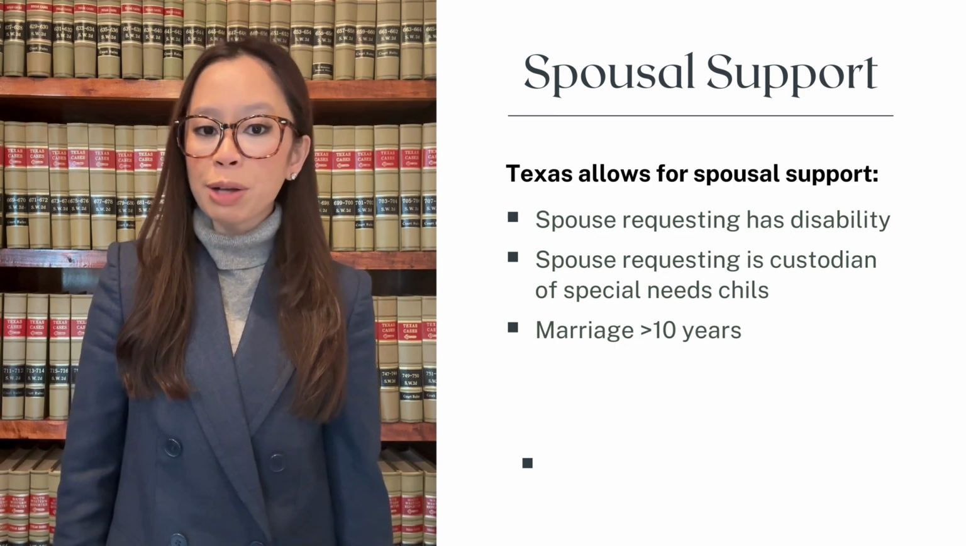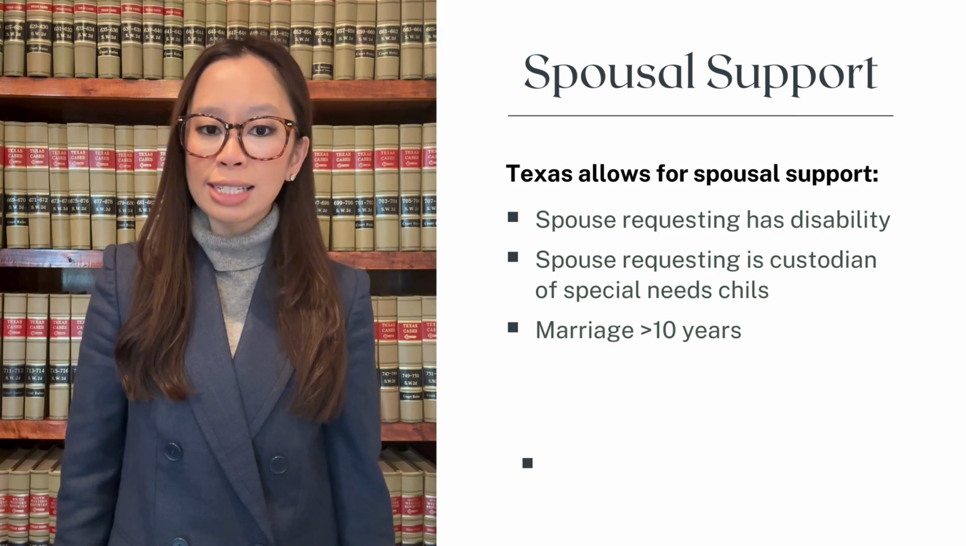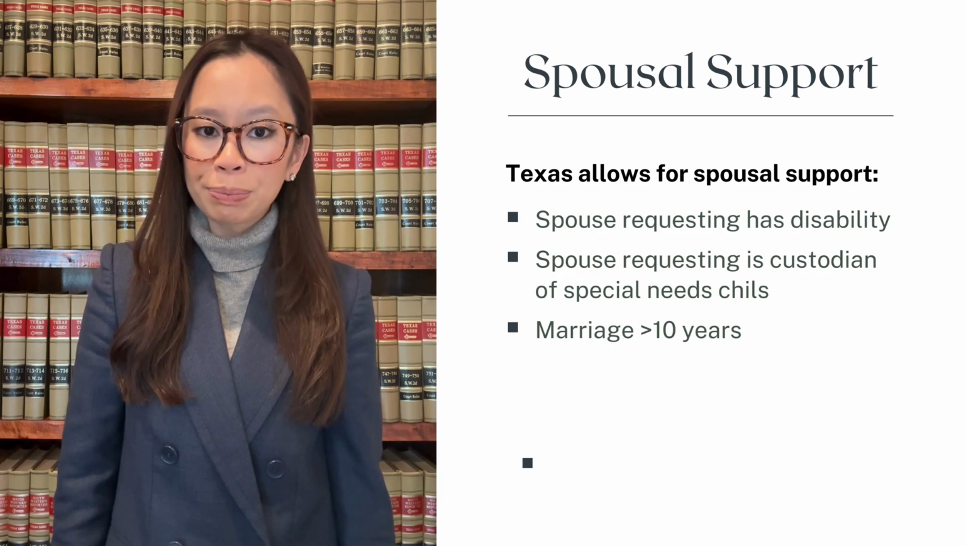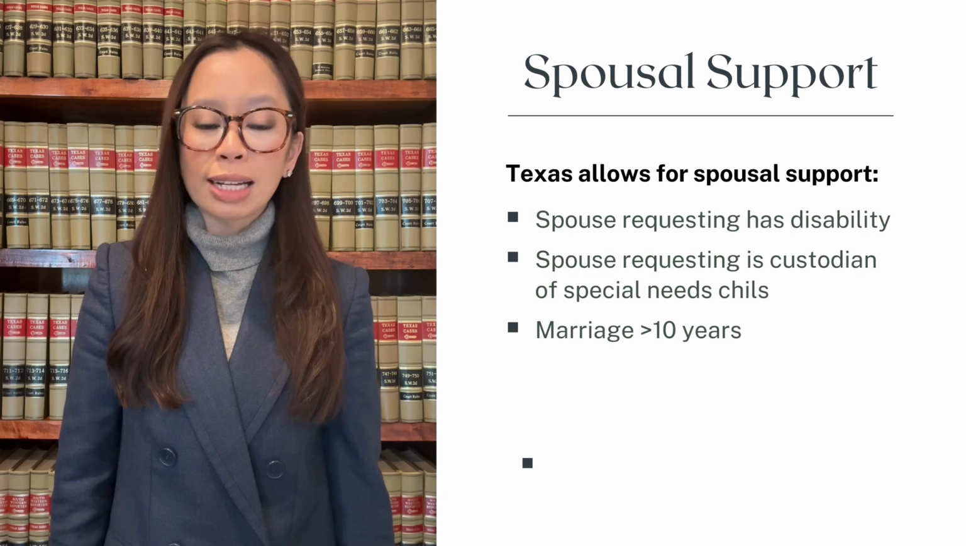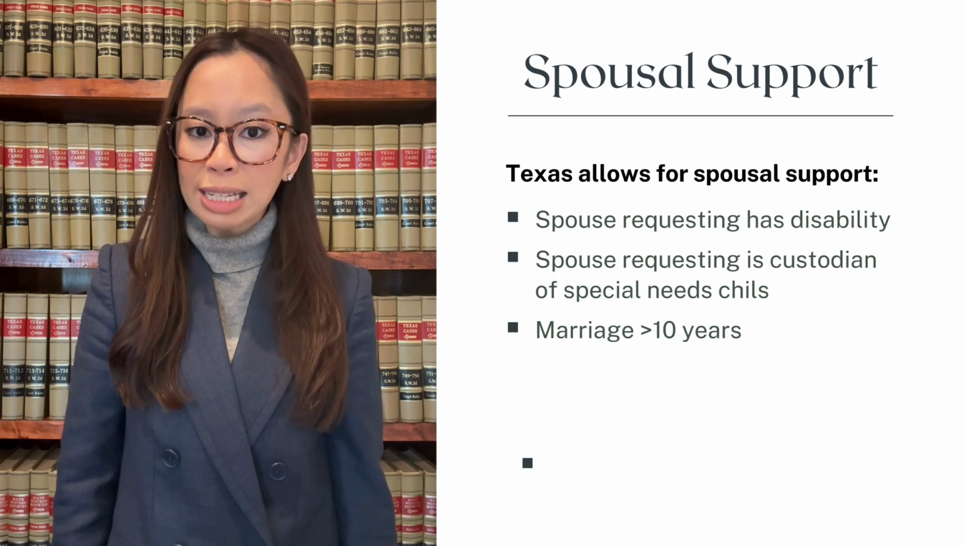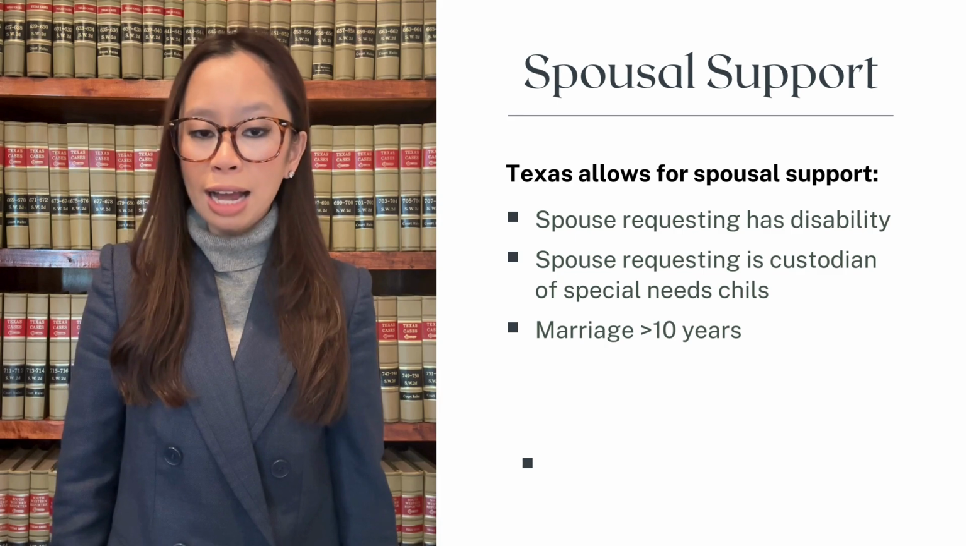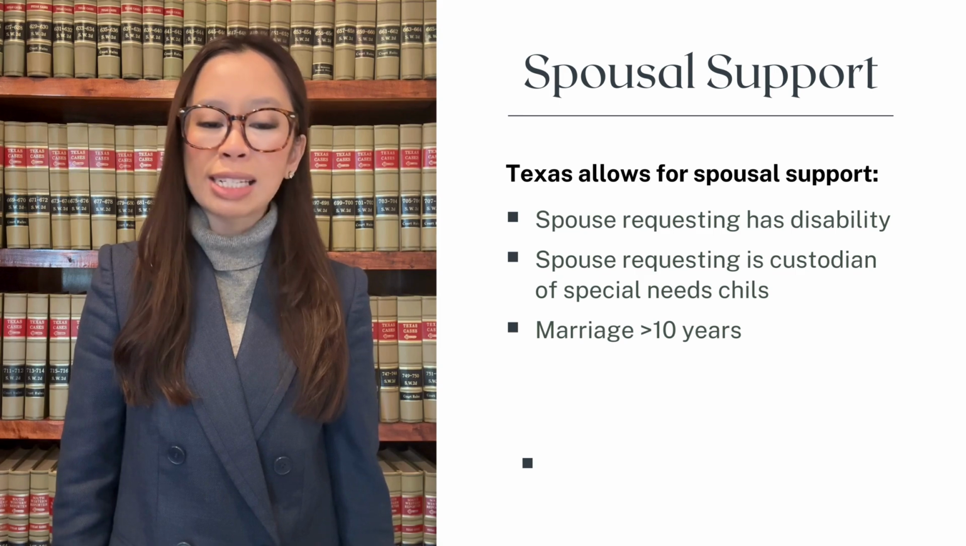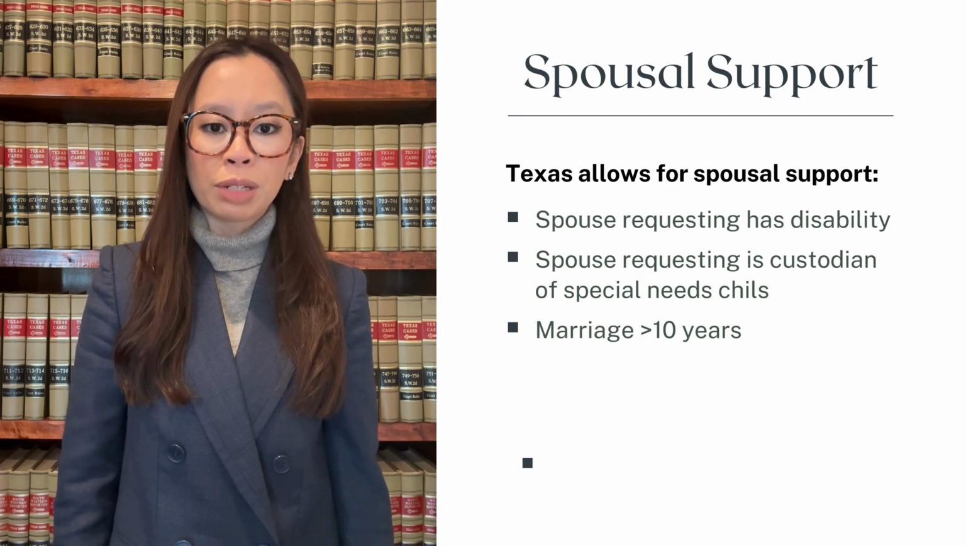Texas law allows for spousal support in limited situations, such as: the spouse requesting support has a disability that prevents them from earning a living, the spouse requesting support is the custodian of a child with special needs, making it difficult to work full-time, or the marriage lasted 10 years or more and the spouse requesting support is unable to meet their minimum reasonable needs.